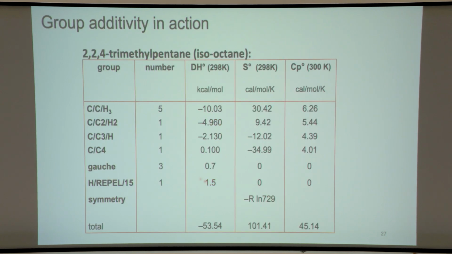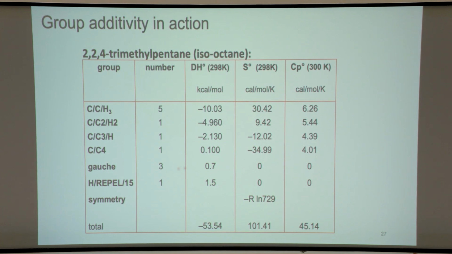And in the end, your table looks like this for isooctane. We have the primary groups, the secondary groups, the tertiary groups, the quaternary groups. The 3 gauche interactions is 0.7 for each one, so times 3 is a total of 2.1 kilocalories per mole. Then the 1,5 interaction, another 1.5 kilocalories per mole. Then the symmetry number. And then you get your total thermal data here.